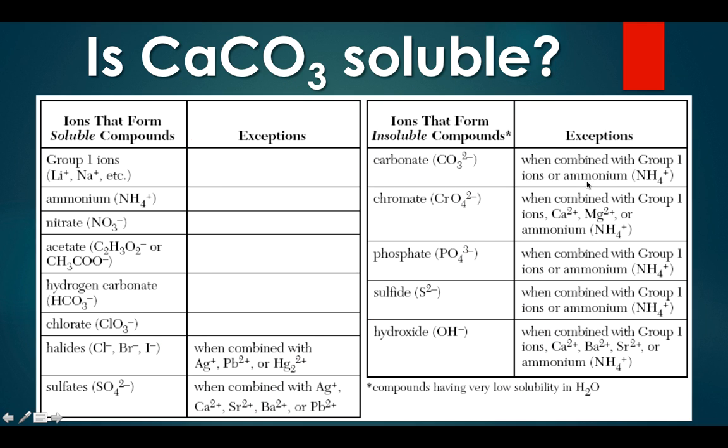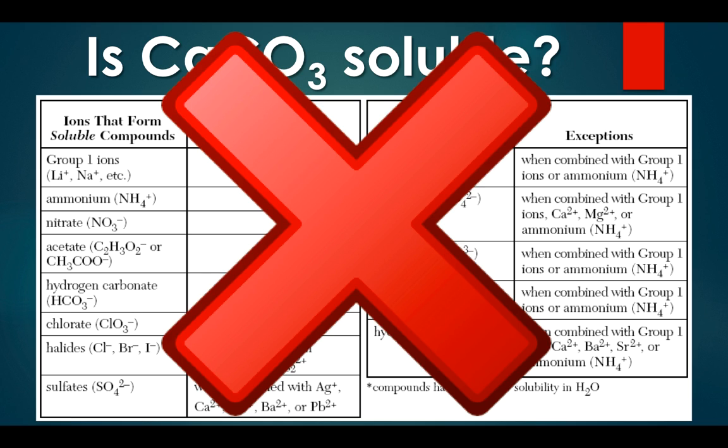And again, carbonate ions, according to Table F, are insoluble, except when they're combined with group 1 ions, like lithium, sodium, potassium, or if they're combined with ammonium. But in this situation, our insoluble carbonate ion is not combined with any of those. So, as a result, the whole thing is insoluble. All right, let's do just one more.